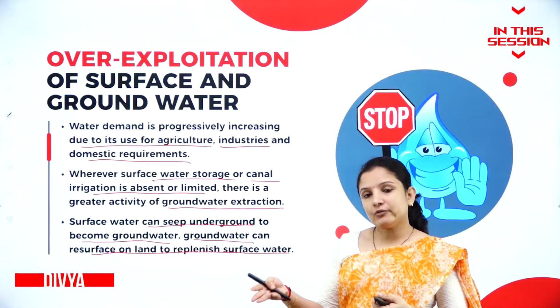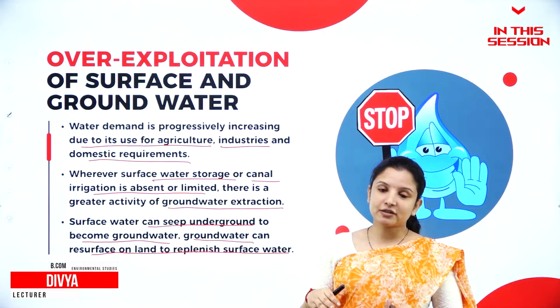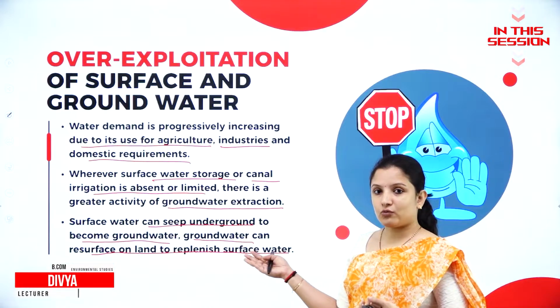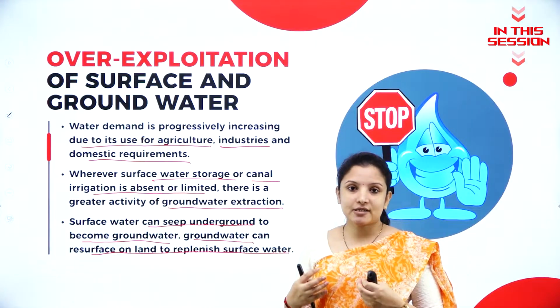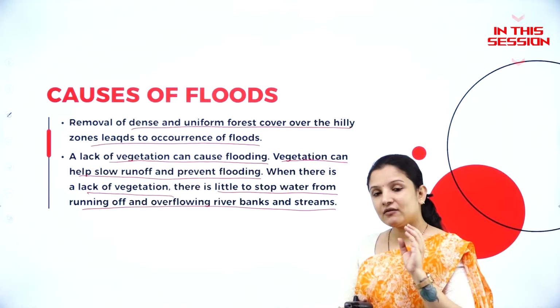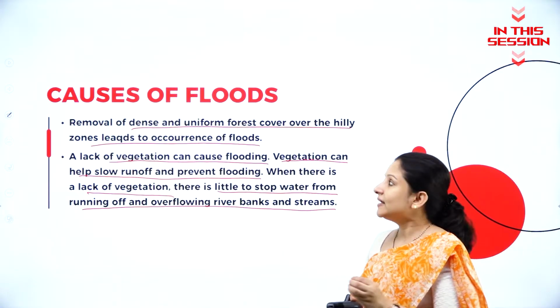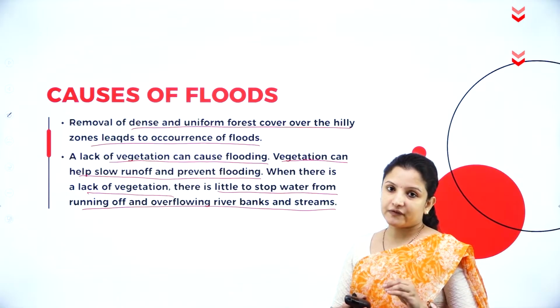The level of groundwater also depends on the surface water. The amount of surface water can also depend on the groundwater. Both are interconnected to one another. Plants are one of the important features that are needed in order to prevent flood.